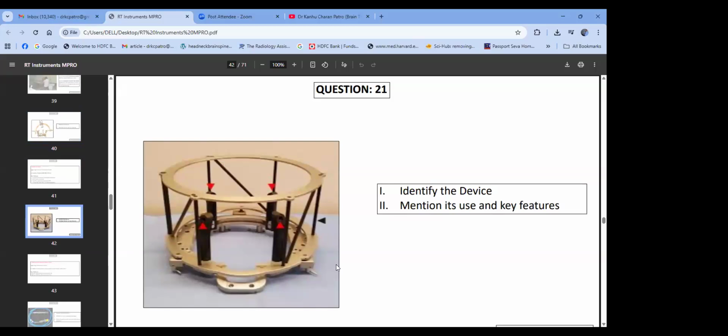Identify the device. So this is a Cosman Roberts Wells frame, which is again a rigid stereotactic frame. This is also used for SRS and frame-based Linac SRS neurosurgery. The key features include a circular ring frame with coordinate arc and high precision for deep-seated lesions. Okay.